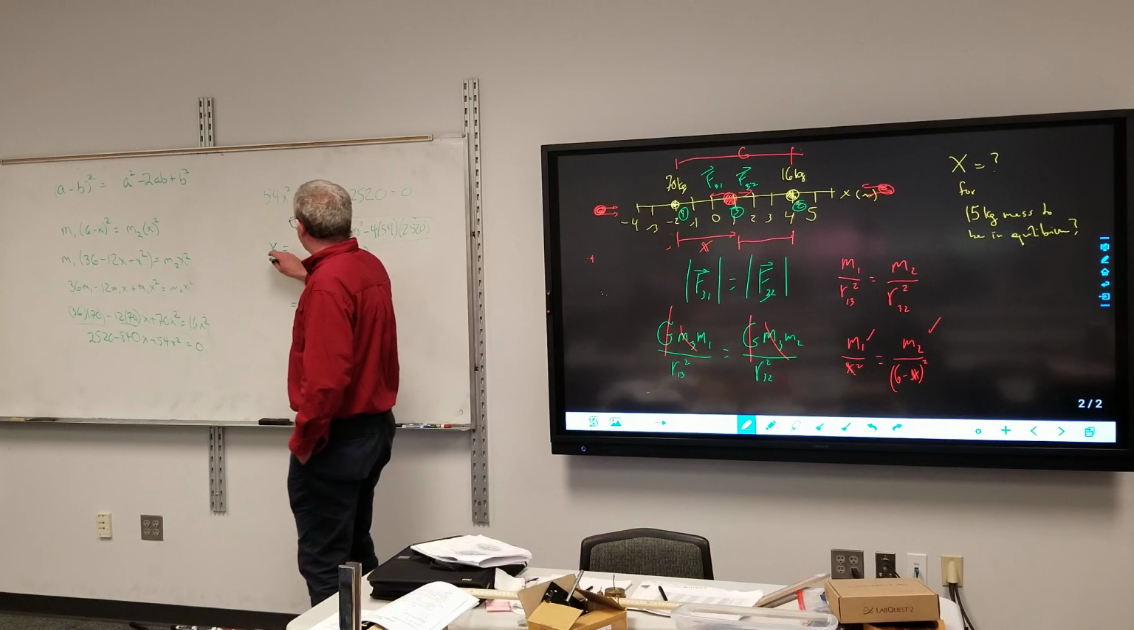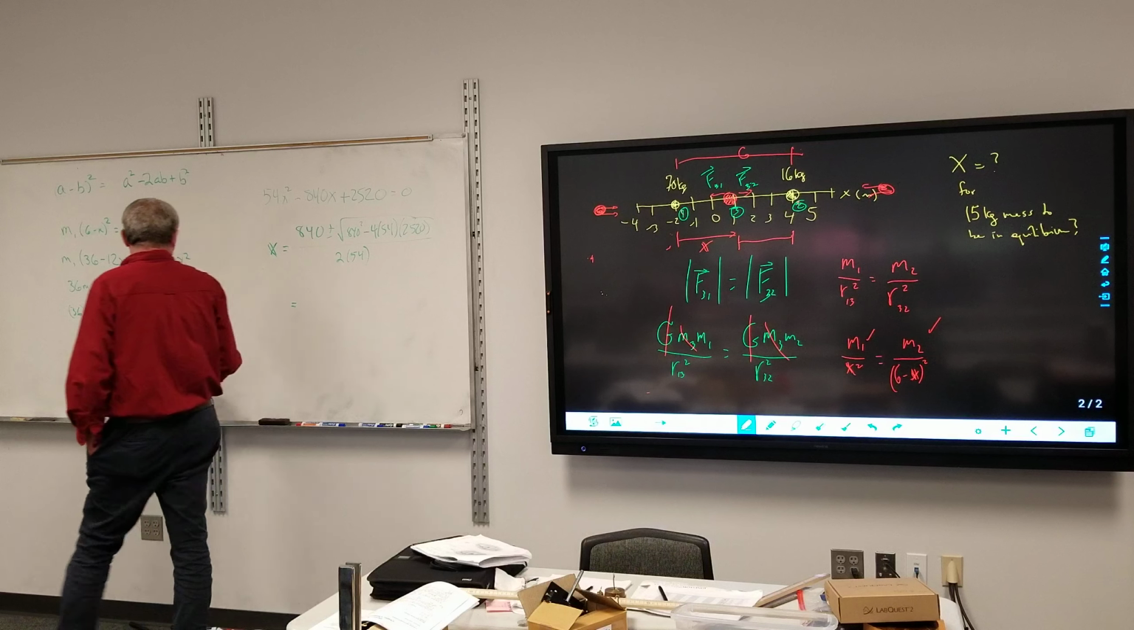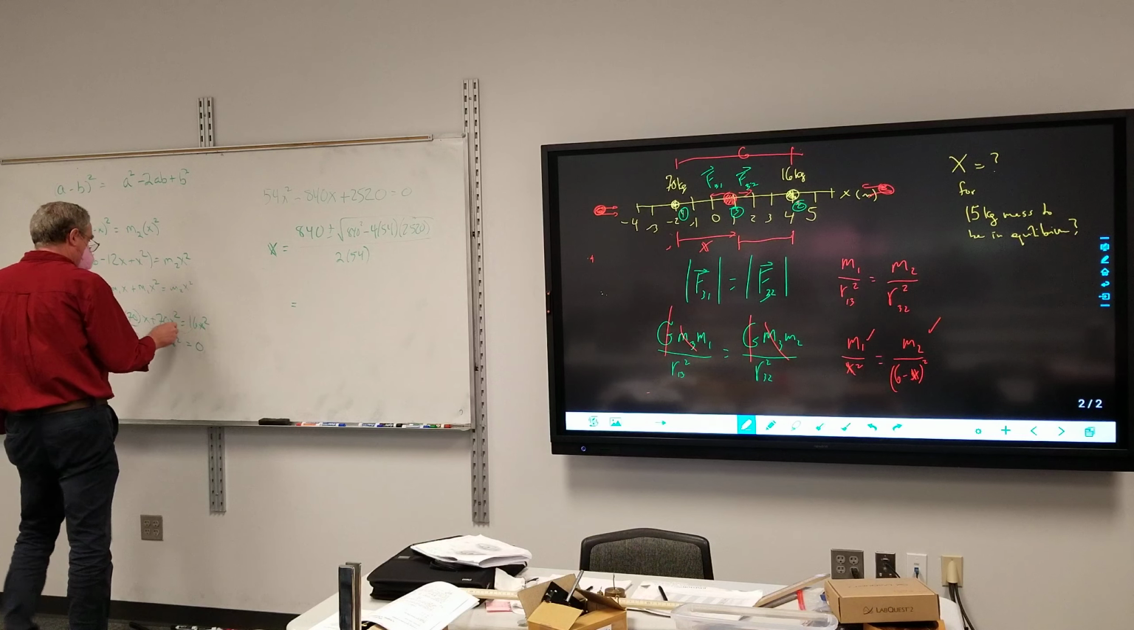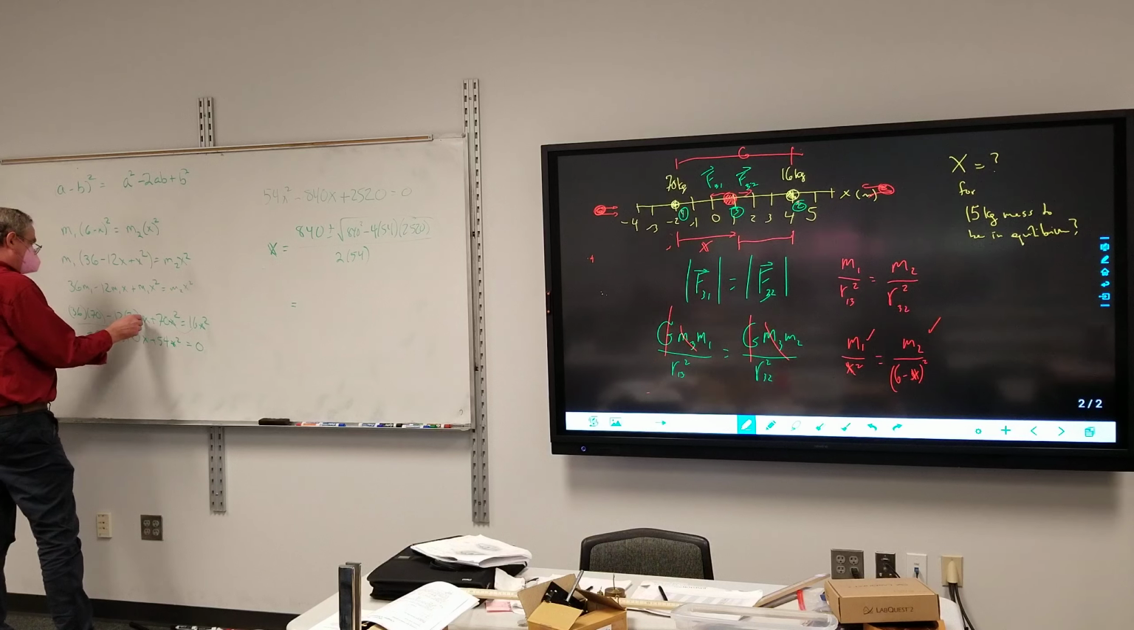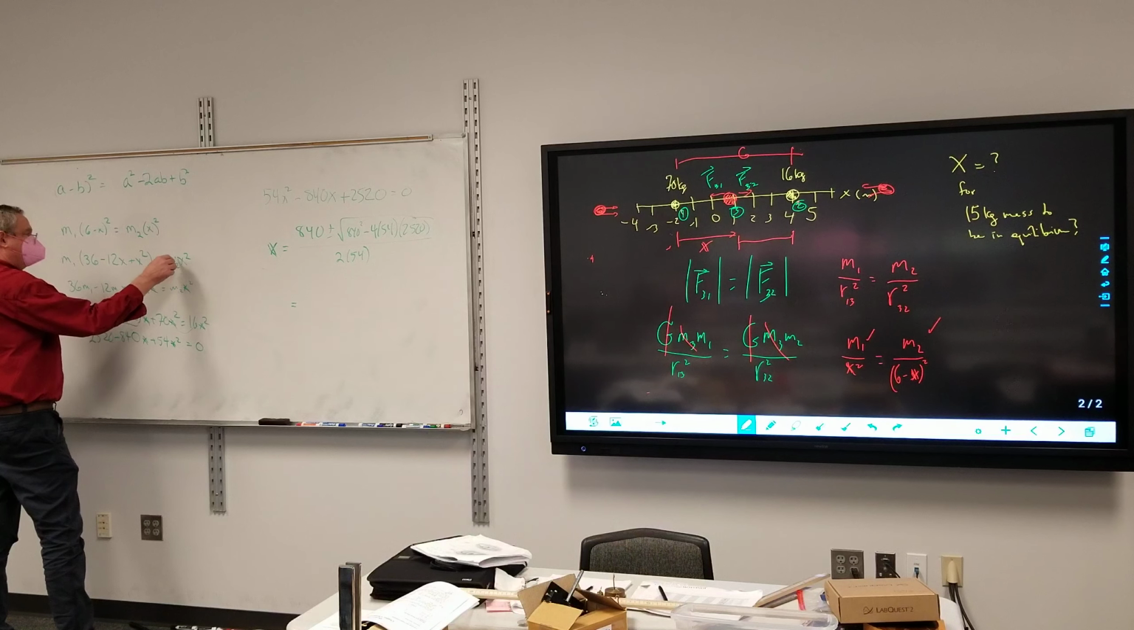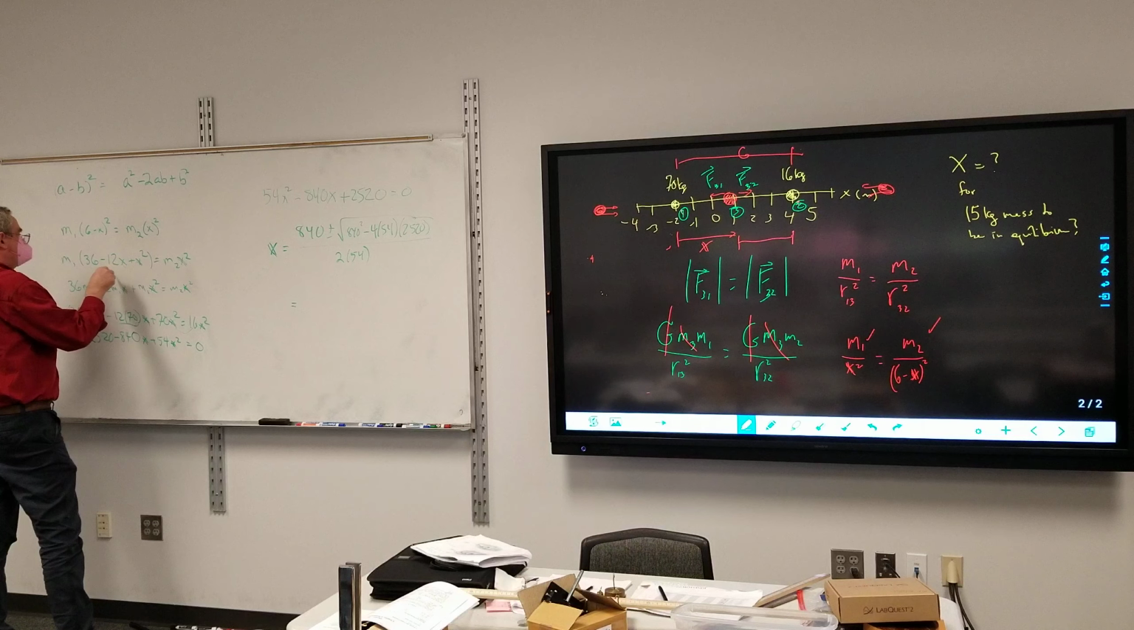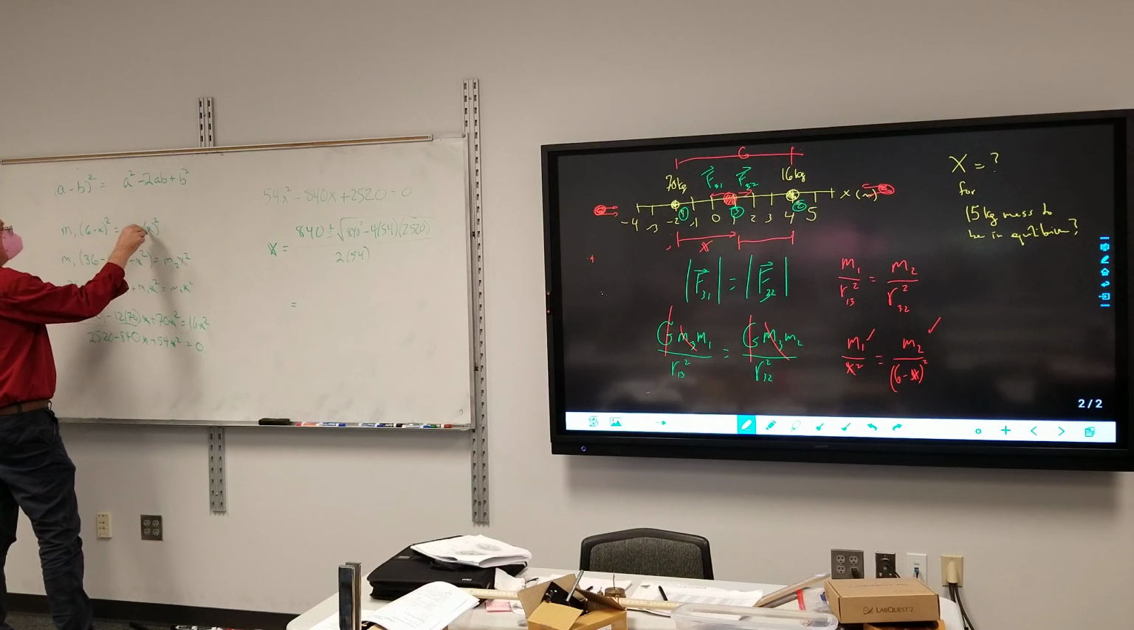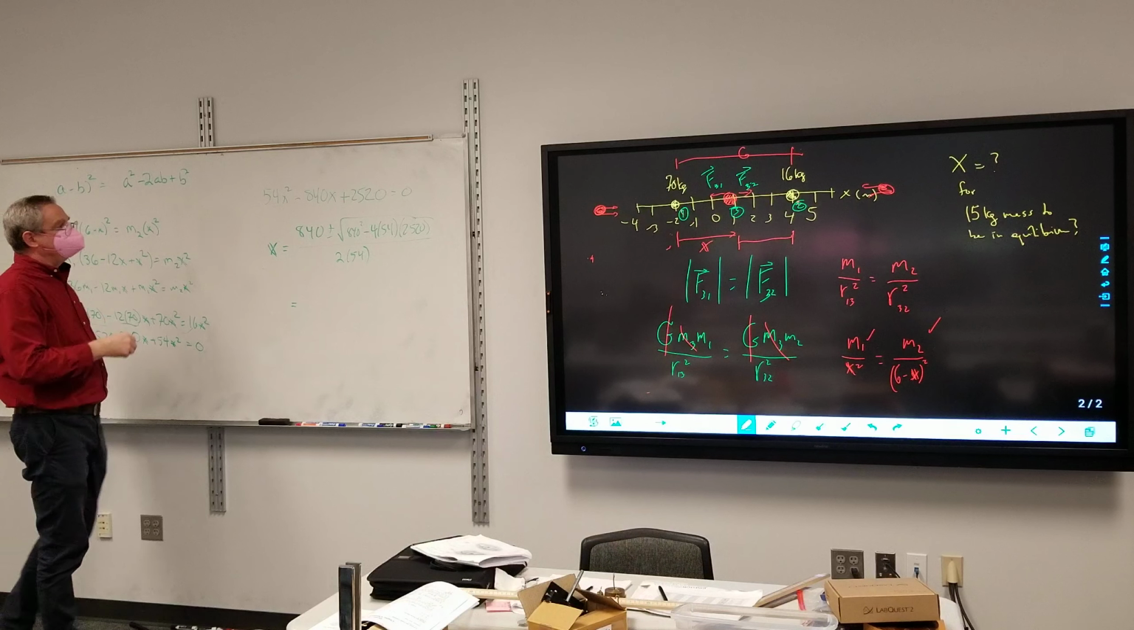Oh, and again, this is my double bar x. Could you not just write x subscript 1? Yeah, that probably would have made more sense. I started down this path.